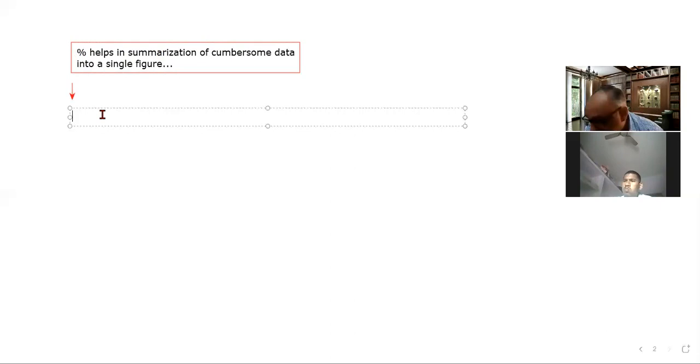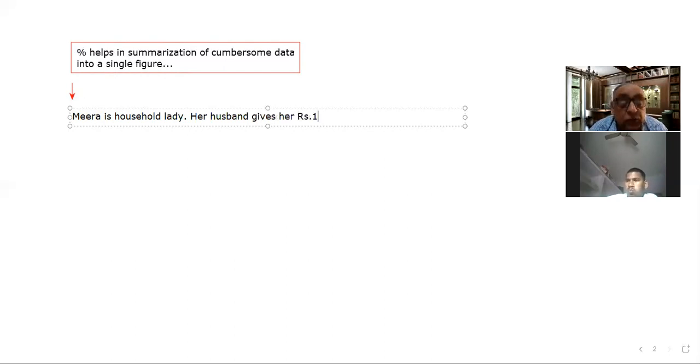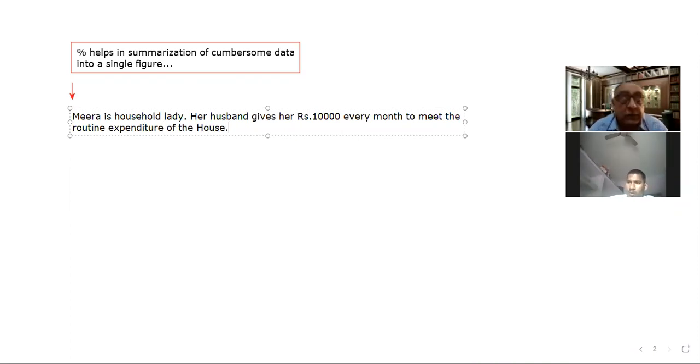Let's suppose Mira is a household lady. Her husband gives her rupees 10,000 every month to meet the routine expenditure of the house.